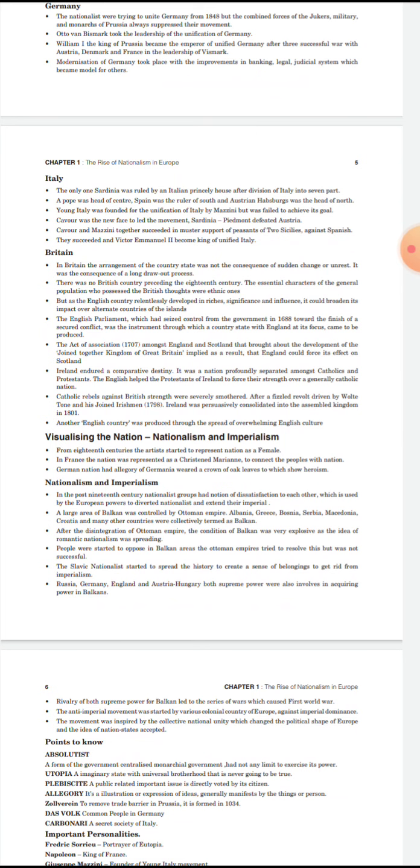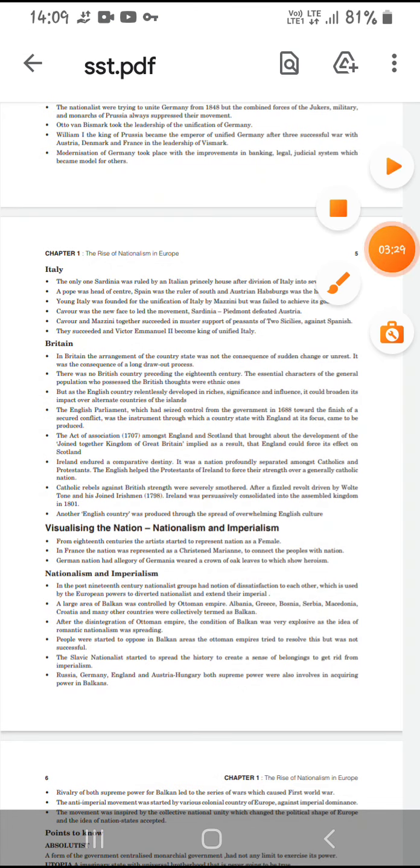Now, visualizing the nation, nationalism and imperialism. From the 18th century, artists started to represent the nation as a female. In France, the nation was represented as a Christian figure, Marianne, to connect the people with the nation. And the German nation had the allegory of Germania, wearing a crown of oak leaves, which shows heroism.